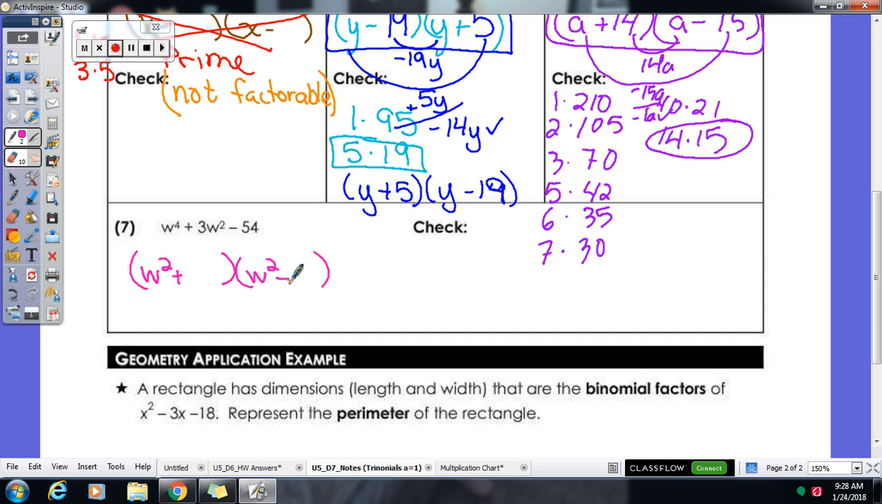So then what multiplies to give us 54? 9 and 6, and those are 3 apart. Which one should be my positive? 9. And then your 6 is negative. Again, if you can't see that right away, always do your checks. That would be 9w squared minus 6w squared. There's your 3w squared.